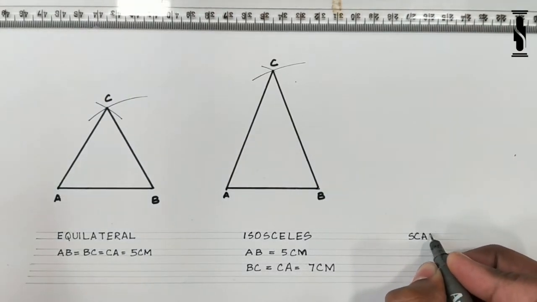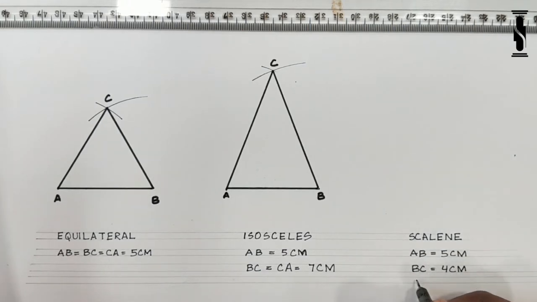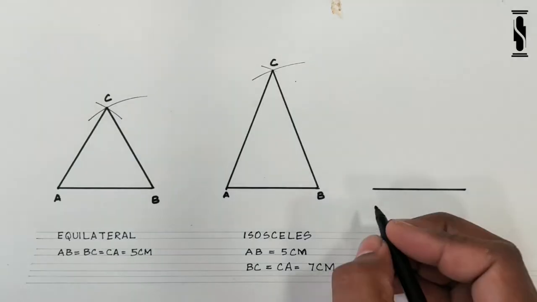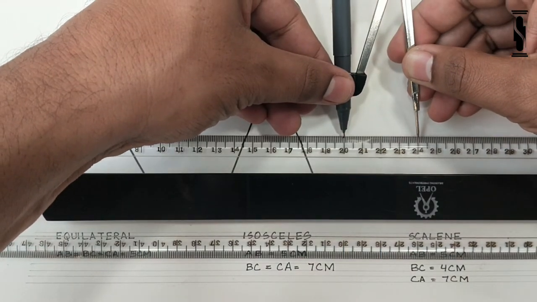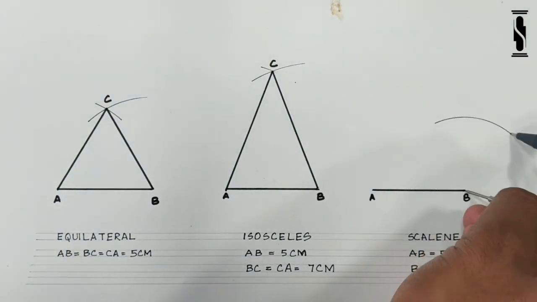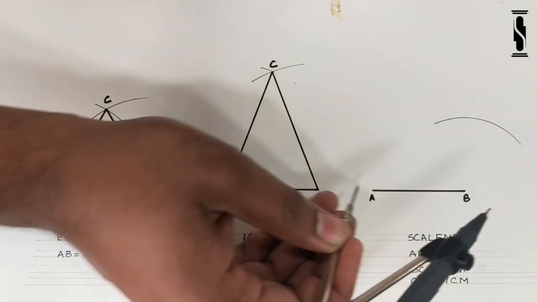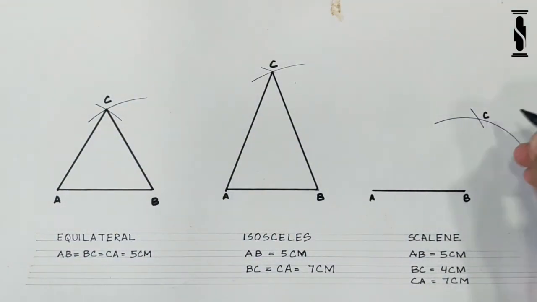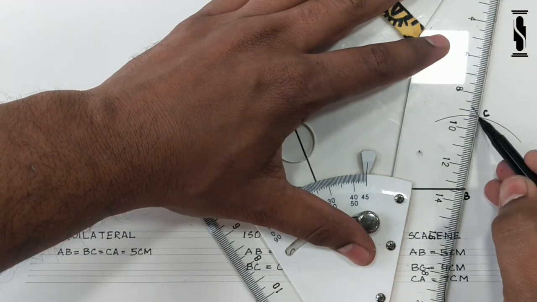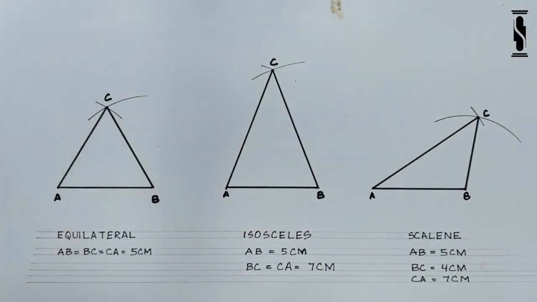Construction of a scalene triangle, of side AB equals 5 cm, BC equals 4 cm and CA equals 7 cm. Draw line AB equal to 5 cm. With B as center and radius 4 cm, draw an arc. With A as center and radius 7 cm, draw another arc, which will cut the first arc at point C. Join point B to C, and C to A, to complete the scalene triangle.